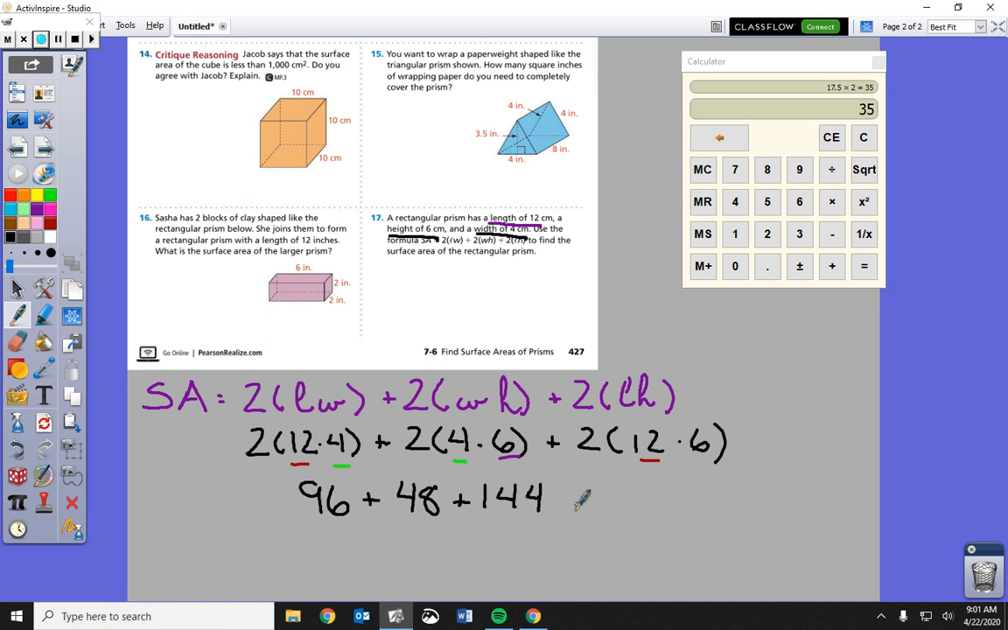72 doubled gives me 144. I have 90 plus 40 gives me 130. Plus 14 gives me 144. Plus 144 gives us a grand total of 288. Do they give us a unit? Yes, centimeters. Square centimeters.